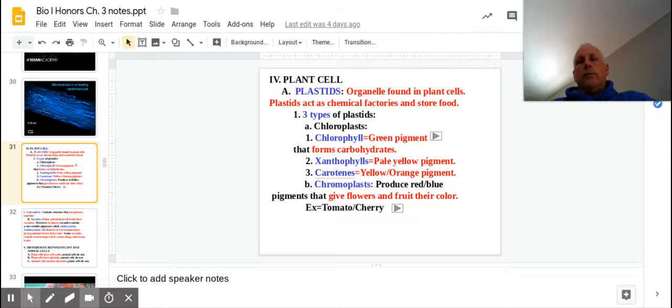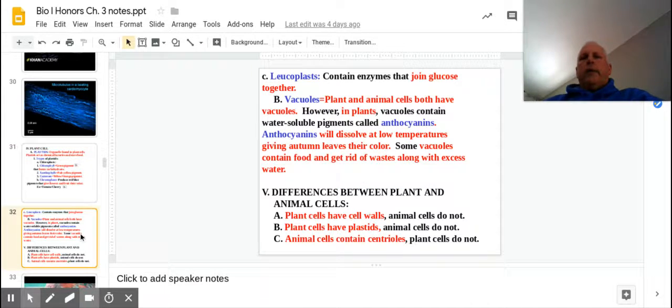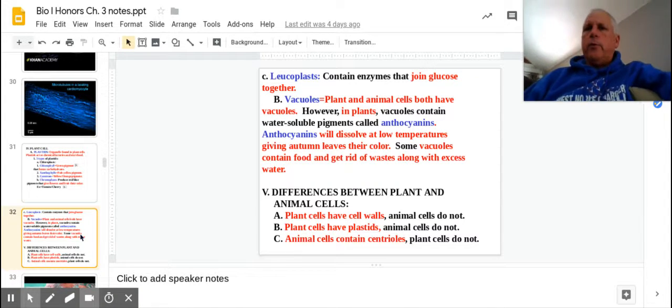So mainly chloroplast and chlorophyll is kind of confusing. Chlorophyll is the one that does photosynthesis and makes the carbohydrates, the sugars that we all rely on for food. Chromoplasts are more of the red and blue you see in flowers and fruit. You're not going to see them in a leaf. They're only in flowers and fruit. And we'll talk more about those in the next slide. The next slide, you'll see the leucoplasts. They're not really a visible plant pigment like the other two are. They're mainly there just to store food and join glucose molecules together.